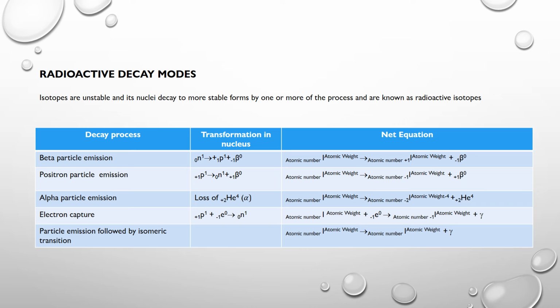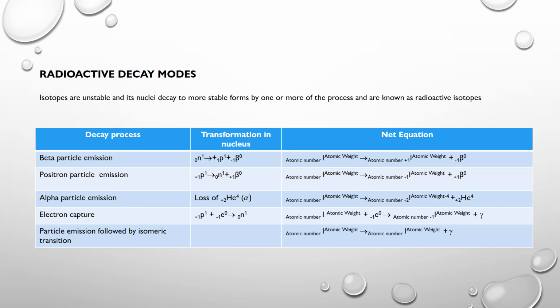Suppose the atomic number of the element is 4, the resultant molecule will have an atomic number of 2, and the atomic weight will also decrease by 4. Suppose the atomic mass of that element is 8, the resultant molecule will have an atomic weight of 4. So there will be a reduction in atomic number by 2, and a decrease in atomic weight by 4. In the case of electron capture, there will be a gamma emission.